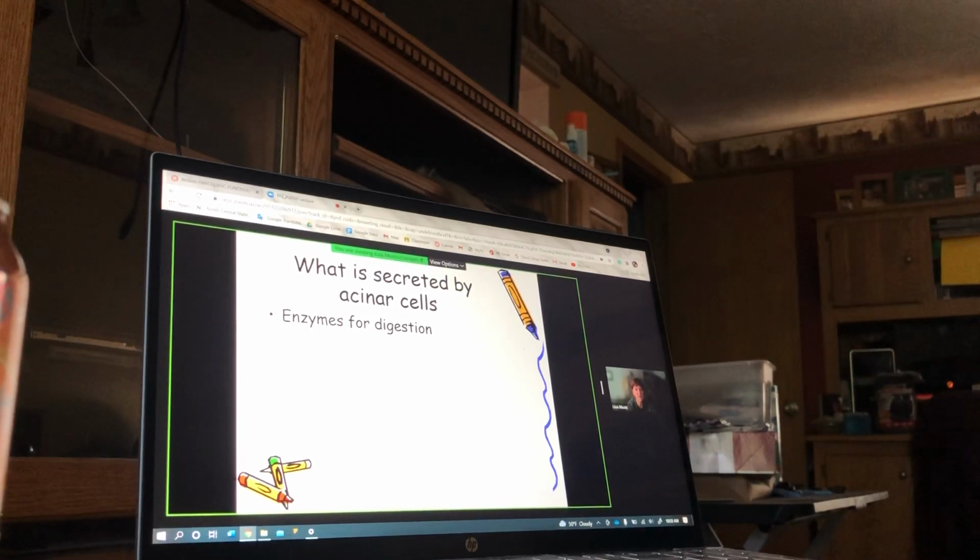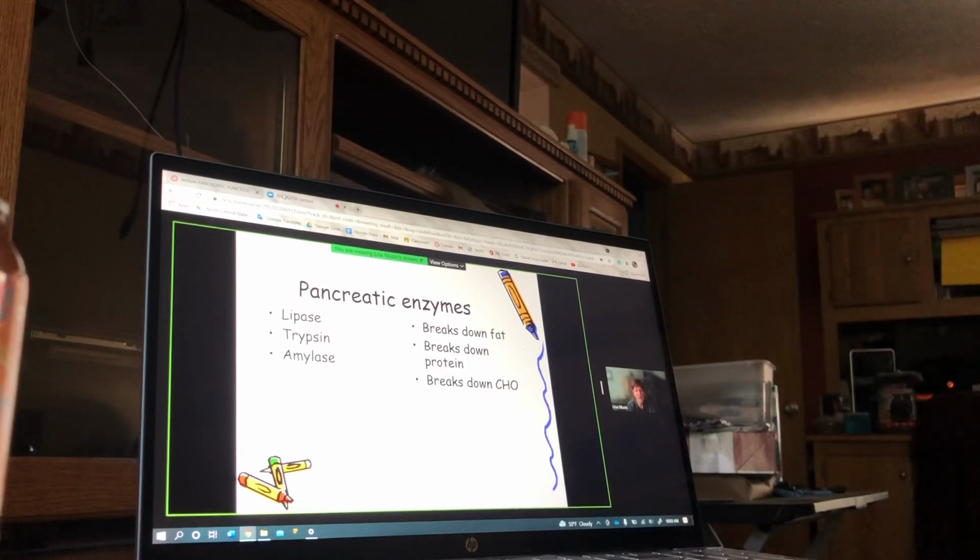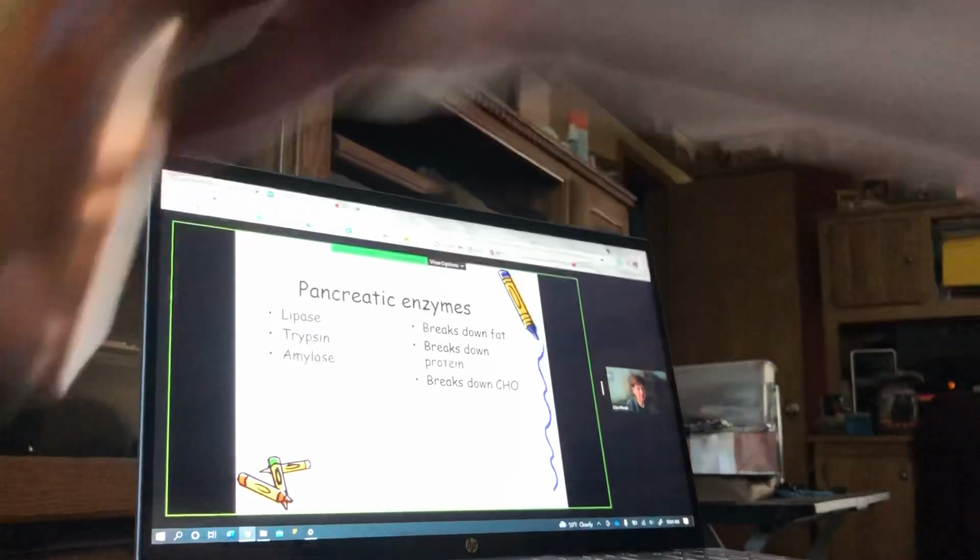And then what is secreted by the acinar cells? Those are enzymes for digestion. And I'm sure you went over this in A&P, but here they are. Lipase, of course, is available to break down fat. Trypsin is available to break down protein products, and amylase breaks down carbohydrates. So those are our three types of pancreatic enzymes.